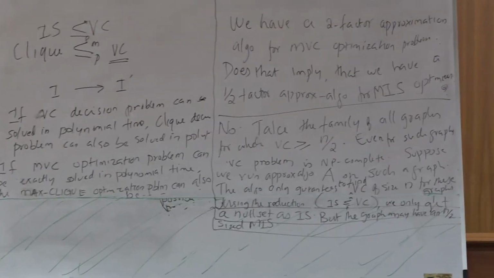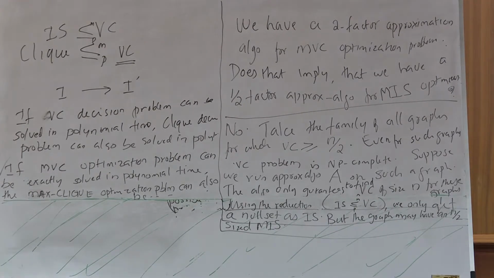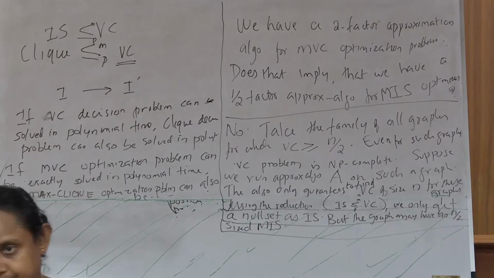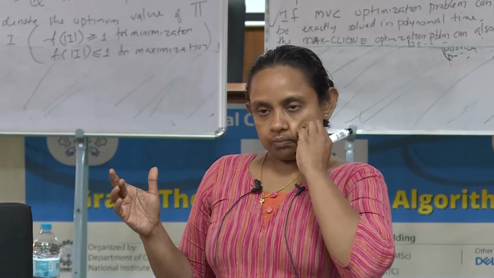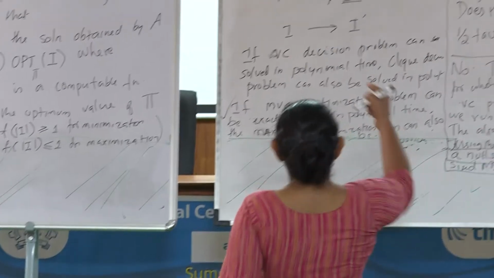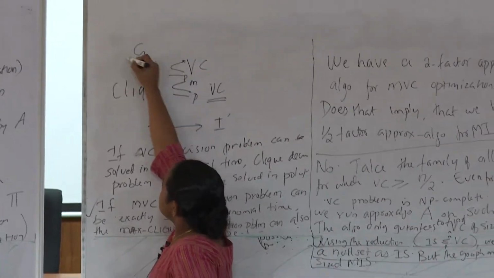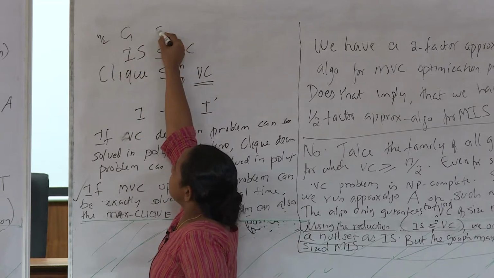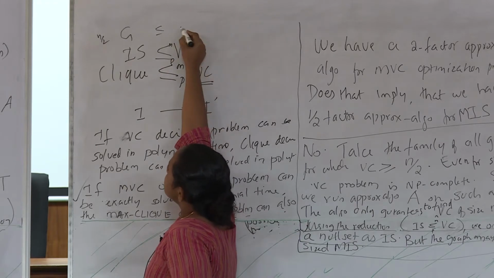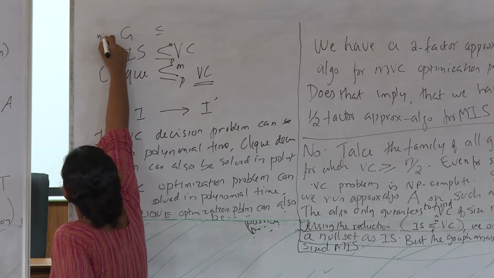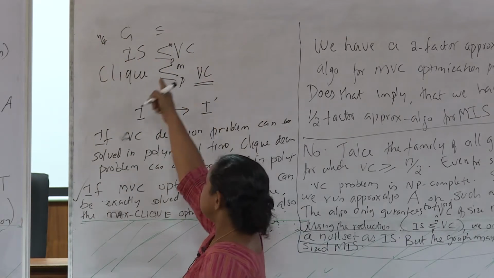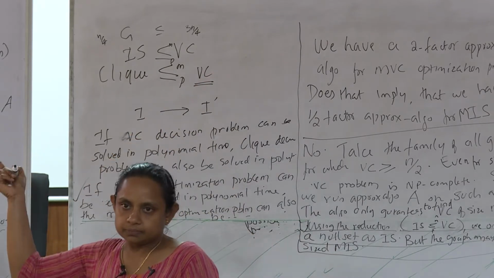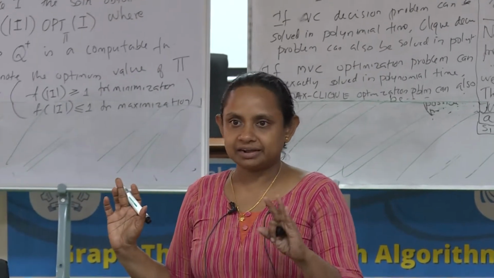You are getting a very bad thing, because using this reduction, you may have started with a graph whose independent set size is n by 2, or very close to n by 2. Now, when you convert it, this is the reduction, right? Then you converted it, it is actually the same graph whose vertex cover size is also slightly less than n by 2. Say this is n by 4. Independent set size is n by 4. So the same graph has a vertex cover size, say 3n by 4, right?